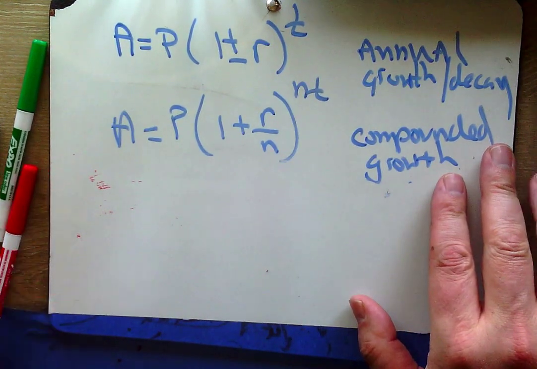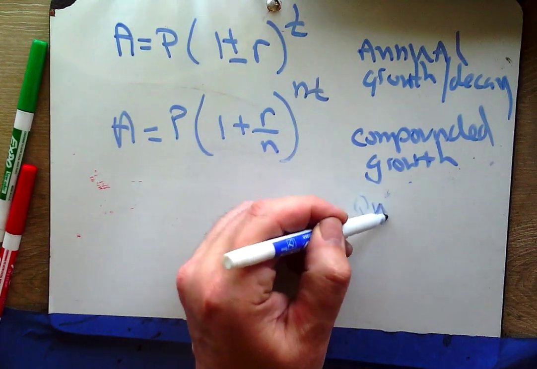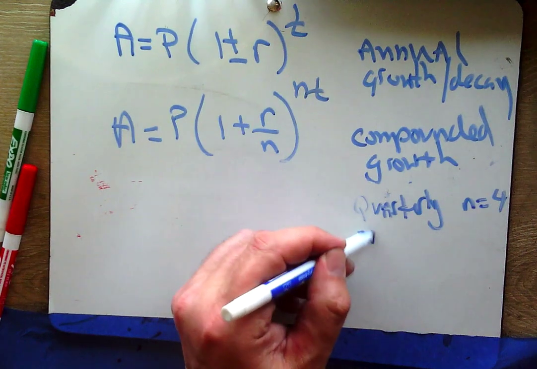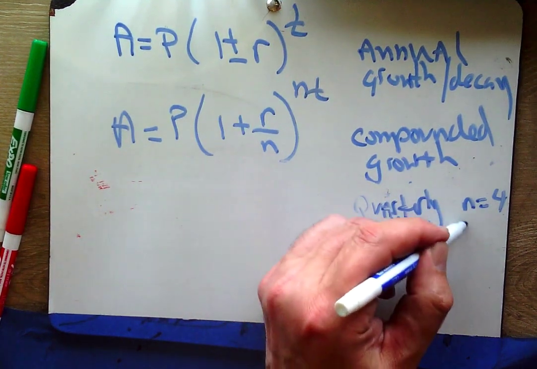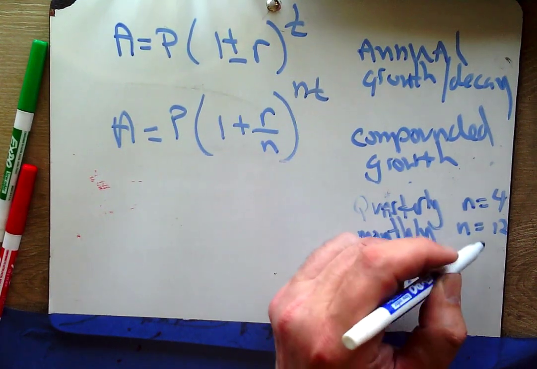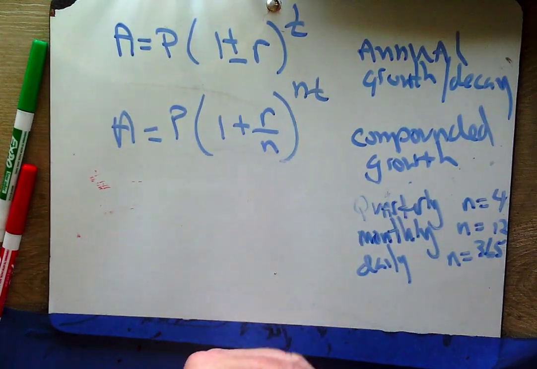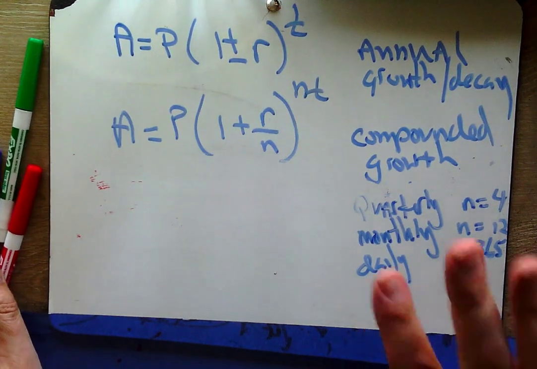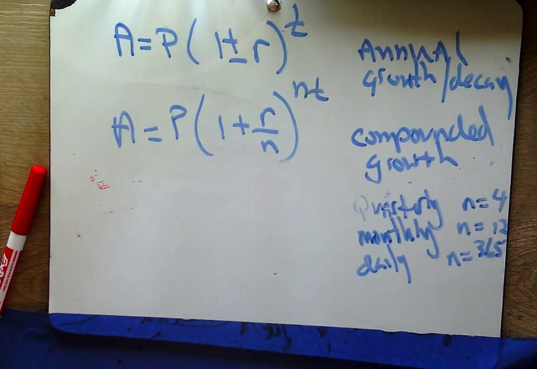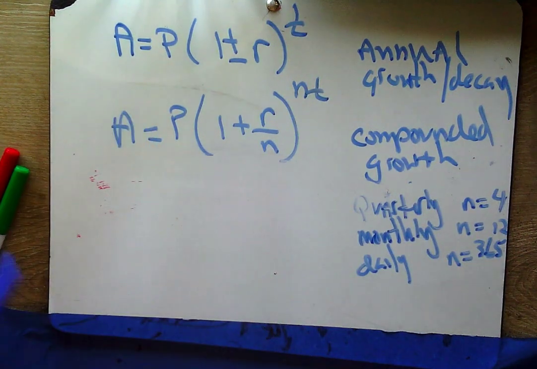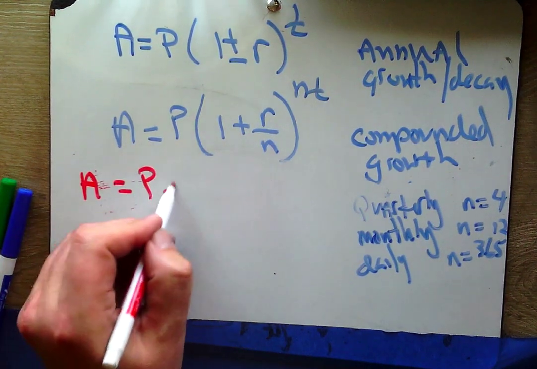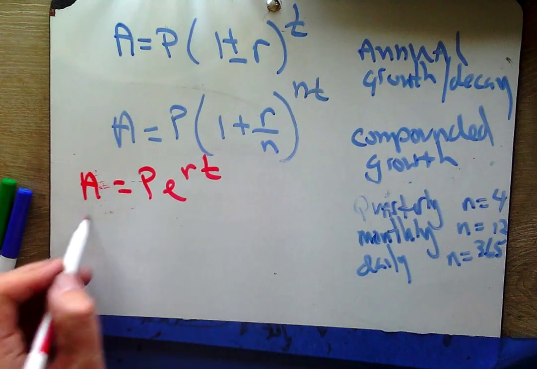a year, like if I'm talking about quarterly, then n equals 4. But if I'm talking monthly, then n equals 12. And if I wanted daily, n would be 365. Okay? Instead of that, what if I allowed my money to be compounded continuously? And for compounded continuous growth, that's this.